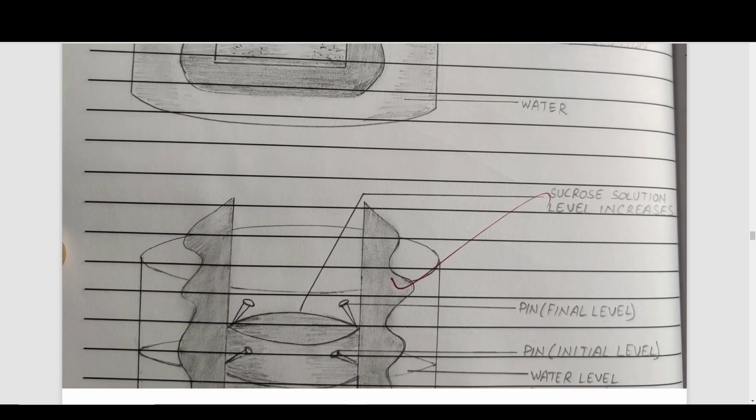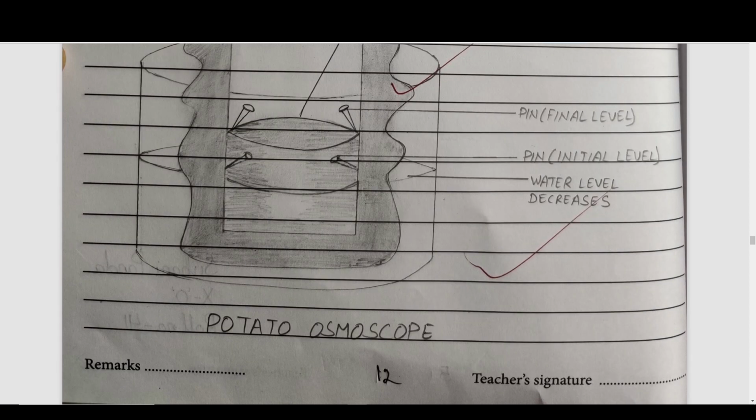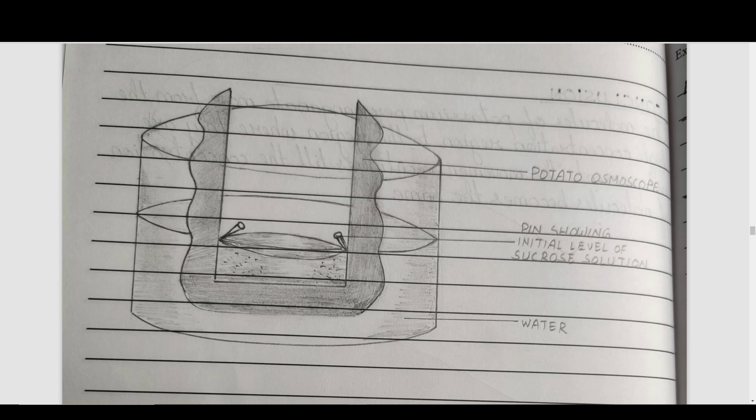This is the next experiment. This is the experiment of potato osmoscope. This is the potato osmoscope. This is the peeled potato osmoscope. The cavity is filled with sucrose solution, that is the sugar solution, and these pins indicate the level of sugar solution, whereas this is the beaker and that is filled with water.